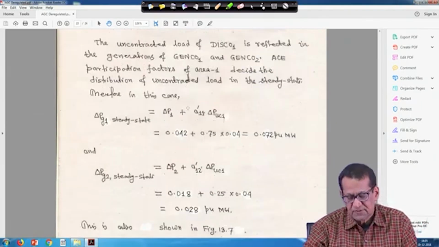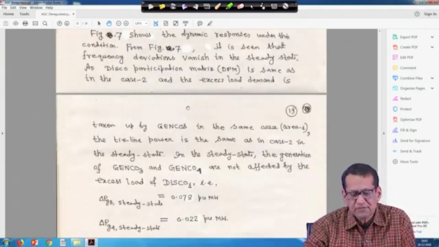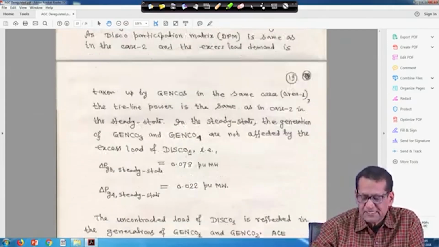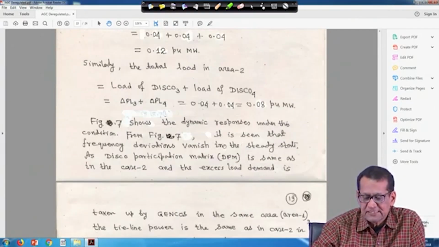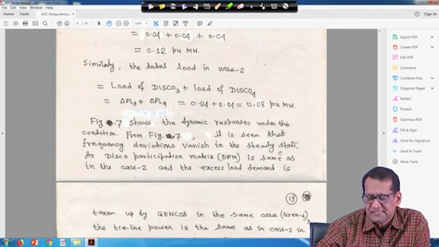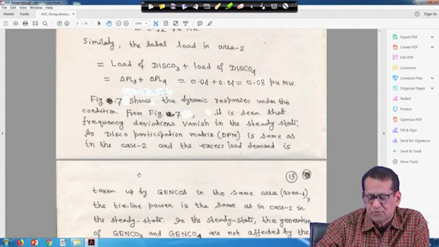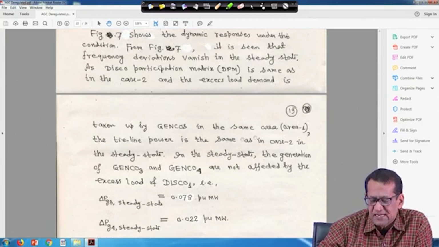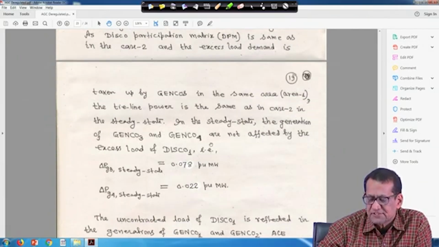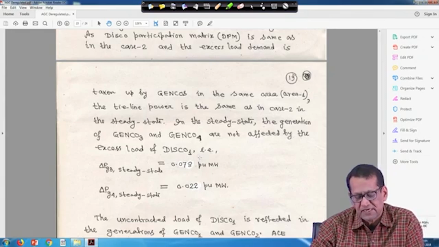So, all these things, if you look into this, I explained everything. Therefore, it is seen that frequency deviation vanishes in the steady state, as the disco participation matrix is same as in the case 2, right, and the excess load demand is taken up by GENCOs in the same area. The tie line power is the same as in case 2 in the steady state. In the steady state, the generation of GENCO 3 and GENCO 4 are not affected by the excess load of disco 1, I told you.